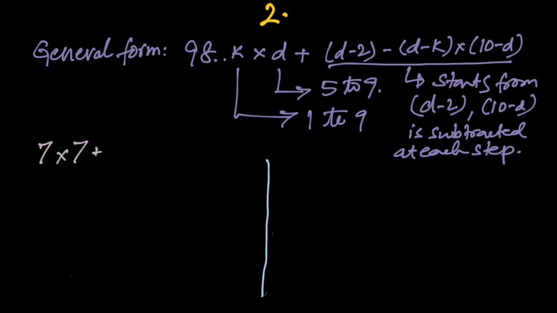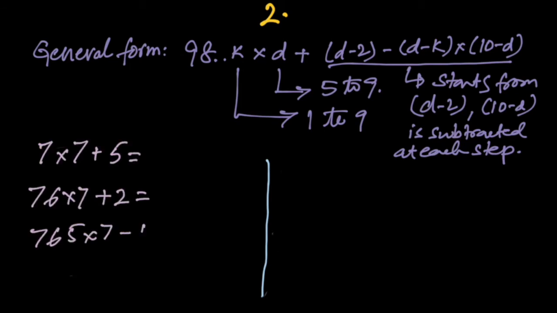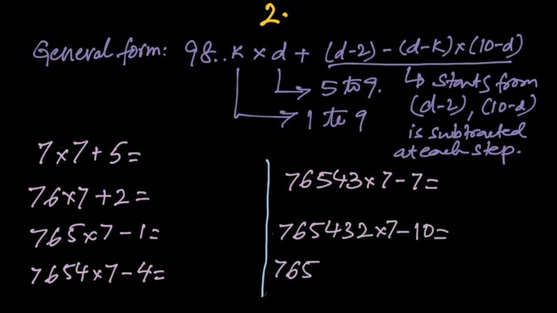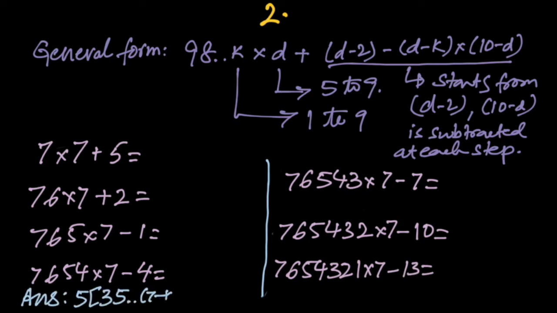Then for multiplier 7, k starts from 7 and the offset starts from 7 minus 2, 5, and at each step 10 minus 7, which is 3, is subtracted from the offset. So 5, 2, minus 1, minus 4, minus 7, like this. So here the answer is of the form where between 5 and 4 we put in the sequence 3, 5, 7, 9. The general format is 7 minus k times 2 plus 1.